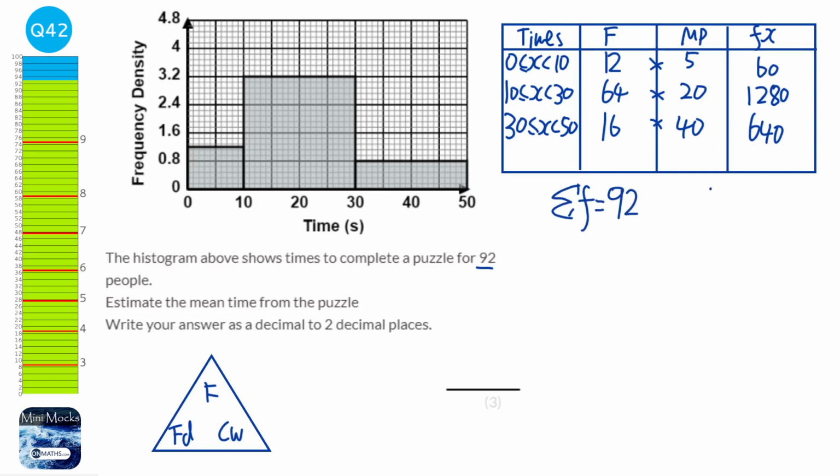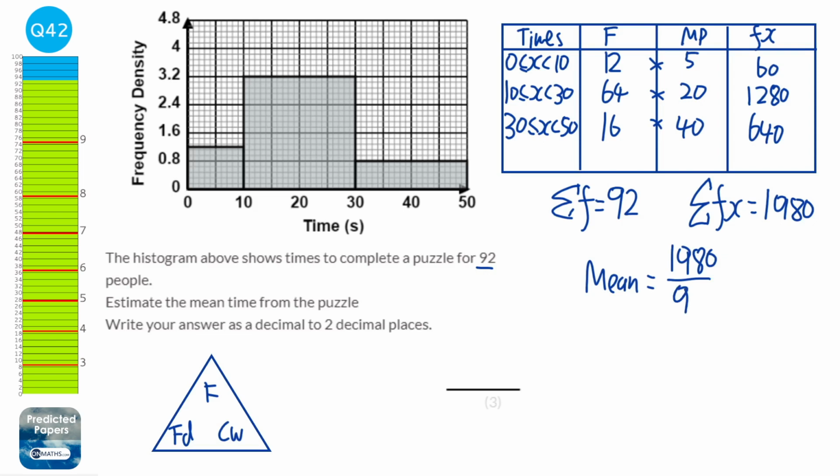Okay, so let's do the sum of the fx by adding up these numbers here, and you get 1980. So to find the mean, we do the sum of fx over the sum of the frequencies, and that will give us 21.521, blah, blah, blah. And to 2 decimal places, which is what the question asks for, it's 21.52.